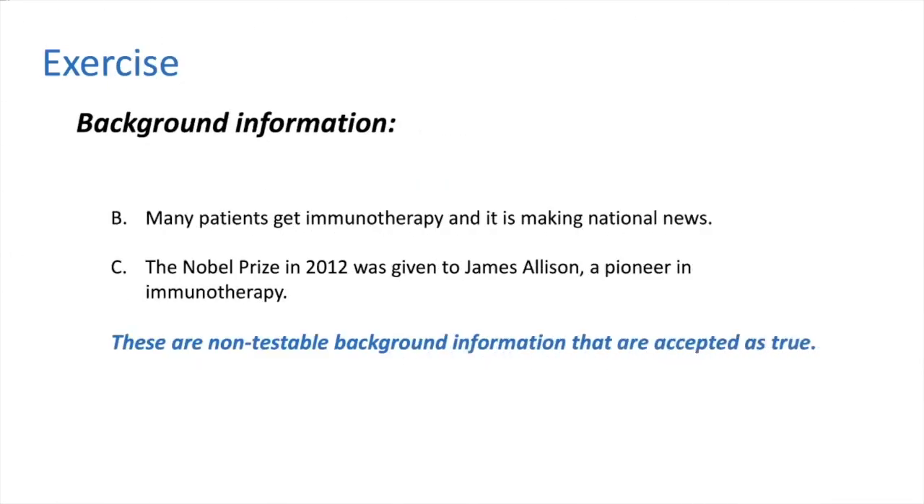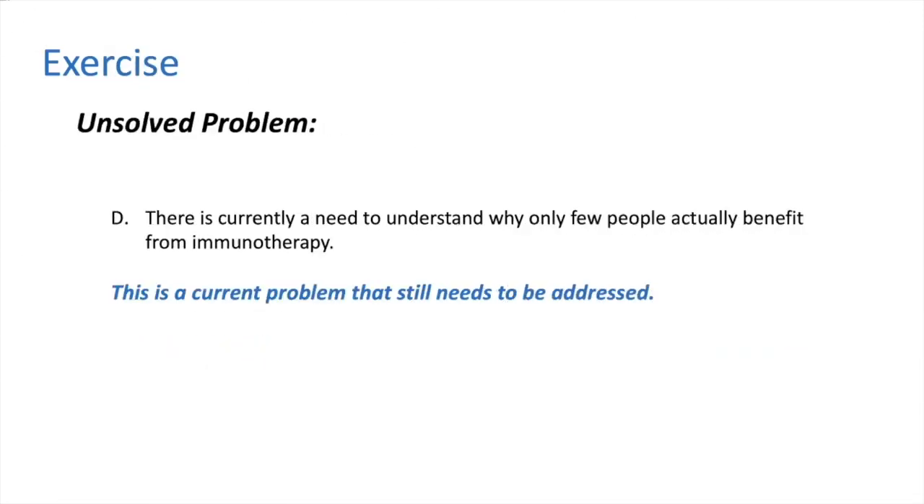So B and C are background information. Many patients get immunotherapy and it's making national news. C, the Nobel Prize in 2012 was given to James Allison, a pioneer in immunotherapy. These are non-testable because they are already accepted as true. They are background information. D, there's currently a need to understand why only few people actually benefit from immunotherapy, is our unsolved problem. This is a current problem that still needs to be addressed.